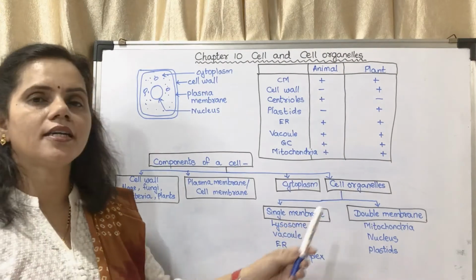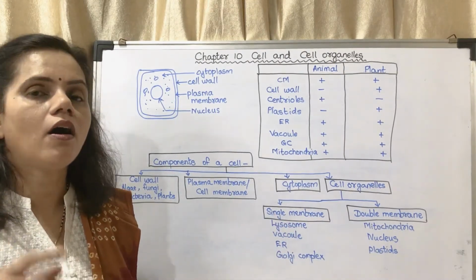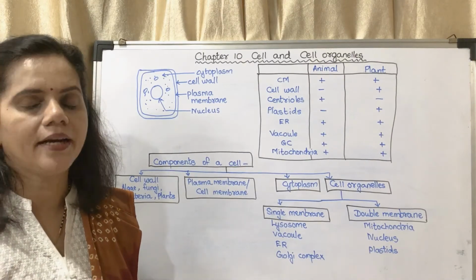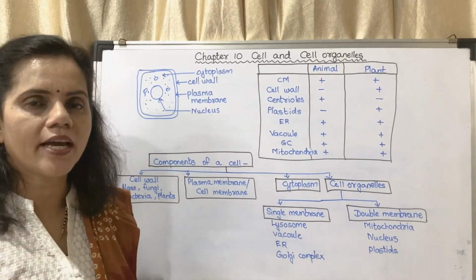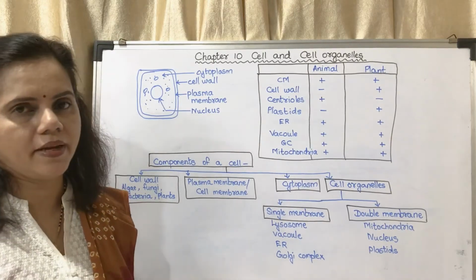Now these cell organelles are of two types, which are bound by single membrane or bound by double membrane. Bound means covered. So which is having single membrane covering or double membrane covering.